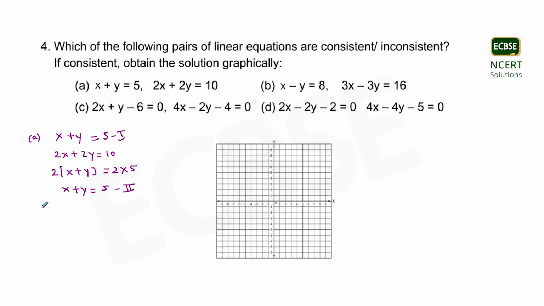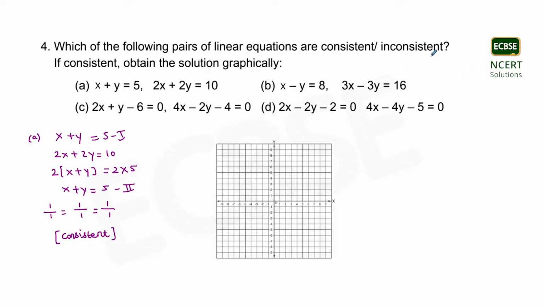Now, the next step is to find the ratio of these two linear equations. So a1 over a2 comes out to be 1 by 1, b1 by b2 comes out to be 1 by 1, and c1 by c2 also comes out to be 1 by 1. That is, a1 by a2 is equal to b1 by b2 is equal to c1 by c2. And if such a situation arises, then these two linear equations will be consistent, which means that we are able to find the solution of these two linear equations.